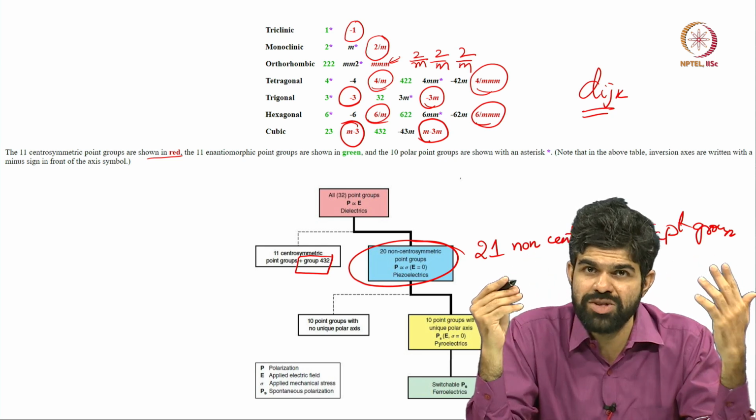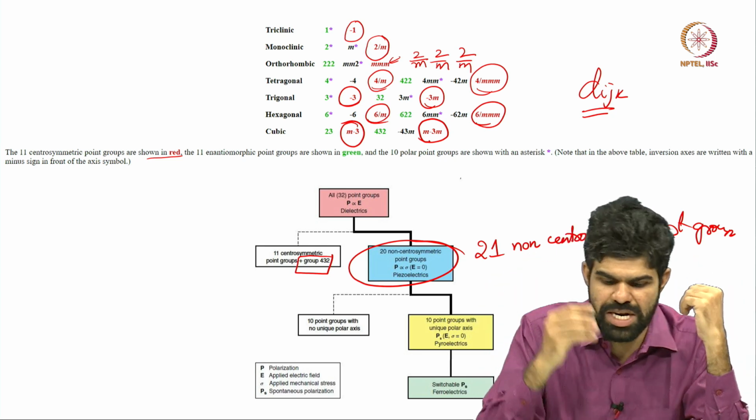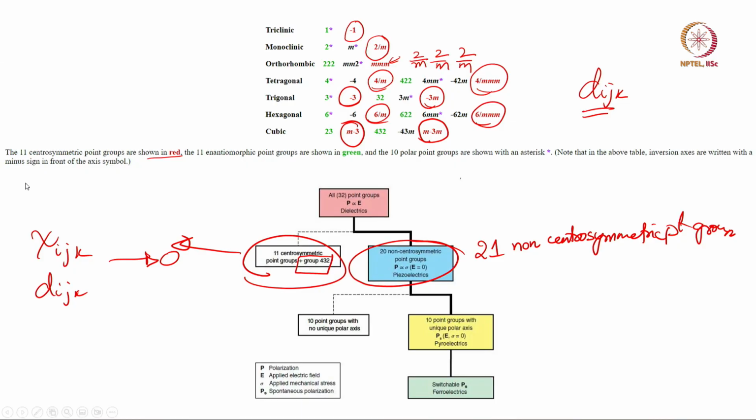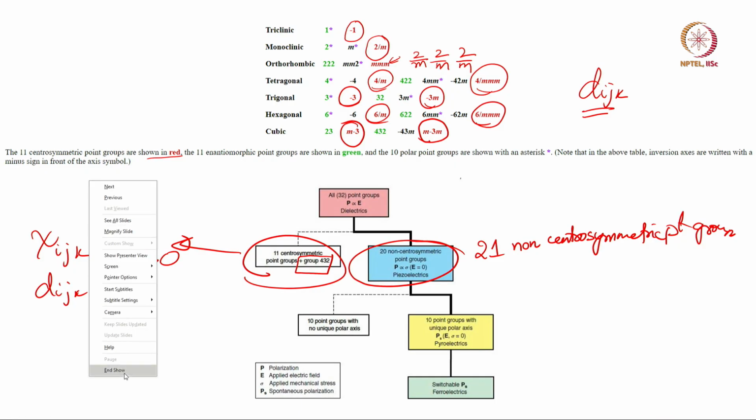It is not just about piezoelectricity, even my second harmonic generation tensor, chi_ijk or d_ijk, they are all 0 for these 11 centrosymmetric point groups and an additional point group, 432. For 432 it just coincidentally becomes 0. Okay. Then comes the idea of what is a polar group.